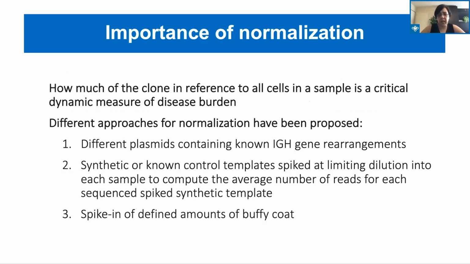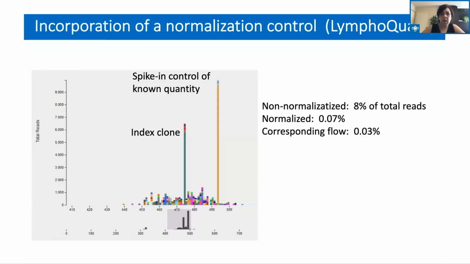And this has been addressed in several ways by different groups. You could use spiking controls to recalculate the overall background number of cells. You could do this with plasmids that contain a known IGH gene rearrangement. You could have synthetic or known control templates, or you could even spike in defined amounts of buffy coat. What we are using at our institution, and this is an example case just to show you, is that you can incorporate a normalization control. This is the LymphoQuant.